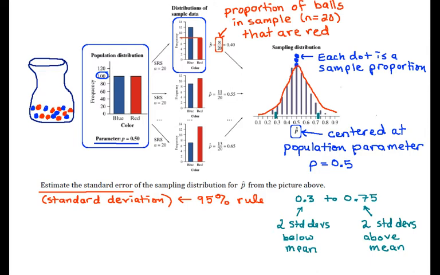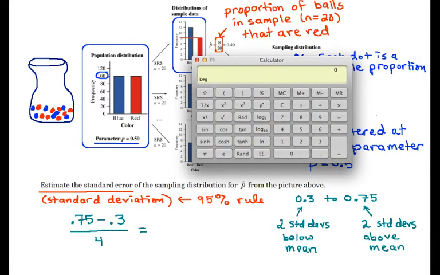So I would suggest referring back to the section in which we first introduced standard deviation and the 95% rule if you don't remember how to do this. But what we're going to do is take the upper bound of that central 95%, so my 0.75 is the upper bound, subtract off the lower bound, and divide this whole interval by 4 because we span 4 standard deviations. So bringing in a calculator for this gets me 0.75 minus 0.3. And then when I divide that by 4, I get 0.1125.